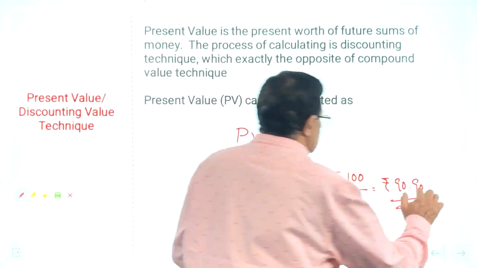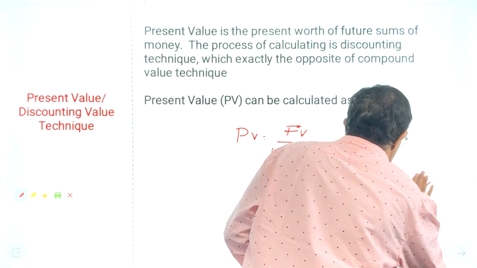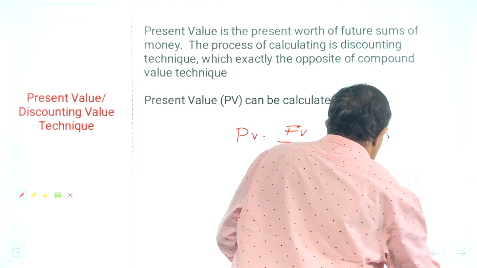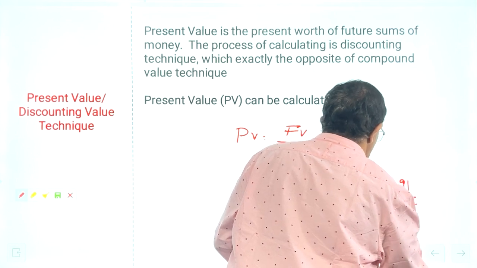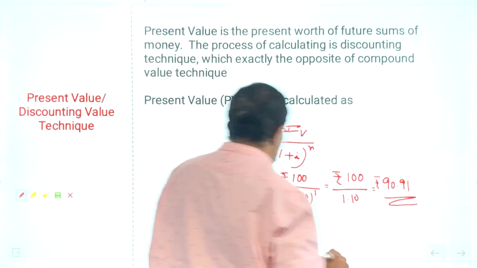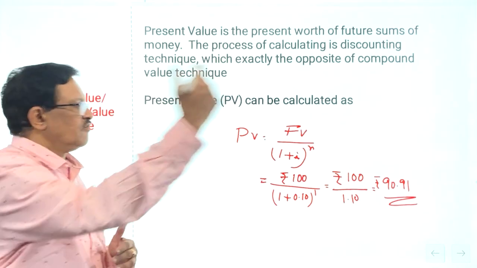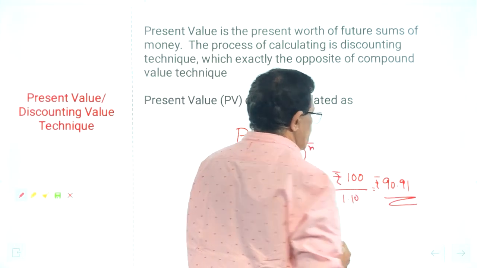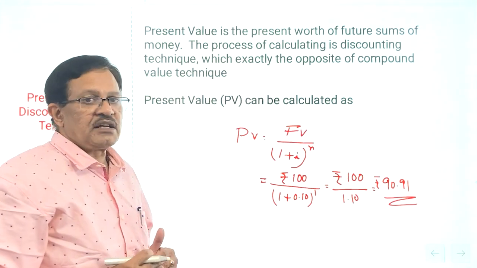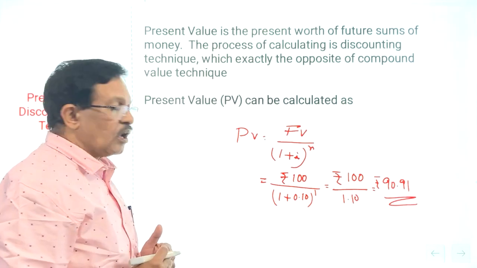So we can take it as 90 rupees 91 paise. If you are getting 100 rupees at the end of 1 year, the present value of that amount is equivalent to rupees 90.91.